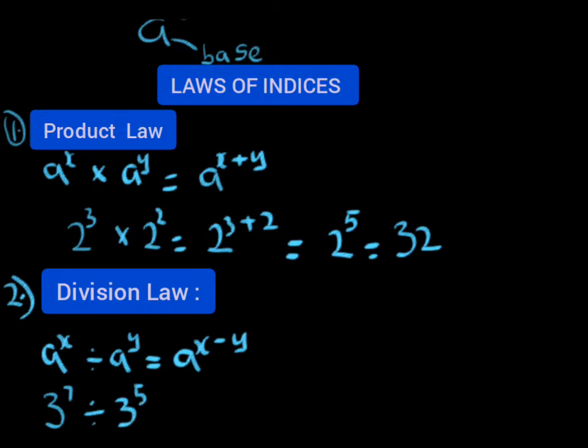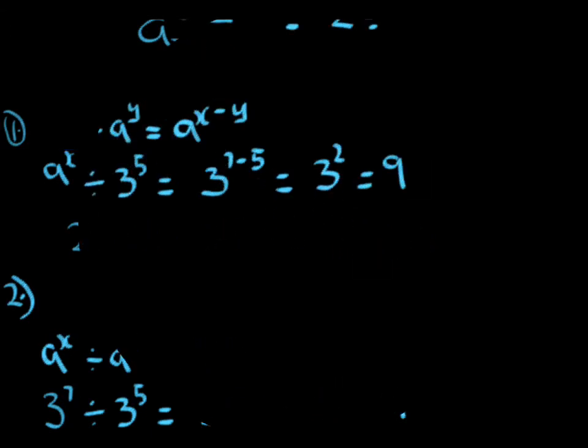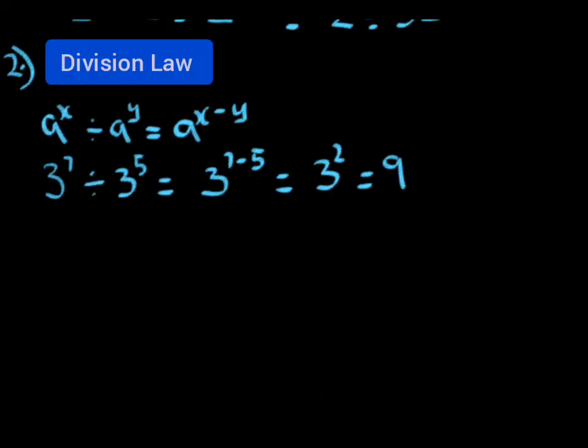What we do, like we just said, is that we pick one of the 3's. This gives us 3, and we subtract the powers: raised to power 7 minus 5. In the end this gives us 3 raised to power 2, and 3 raised to power 2 gives us 9. The next law, how true, is called the bracket law.